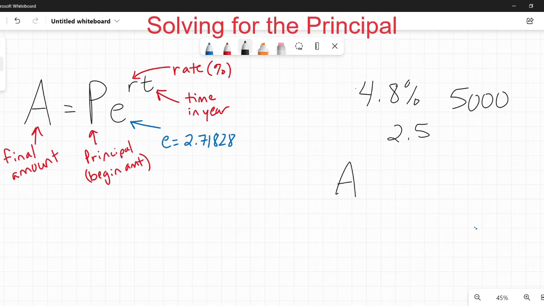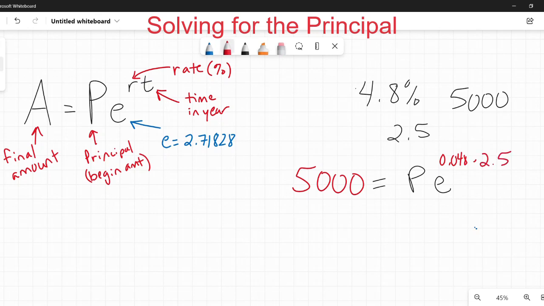So let's fill in what they've given us. They've told us this account has a rate of 4.8%. So I'm going to enter it here as a decimal, 0.048. They've told us that the final amount she wants to have is $5,000. So I put that in for A. And we're also told this was over 2.5 years. So I'm putting that in for time.